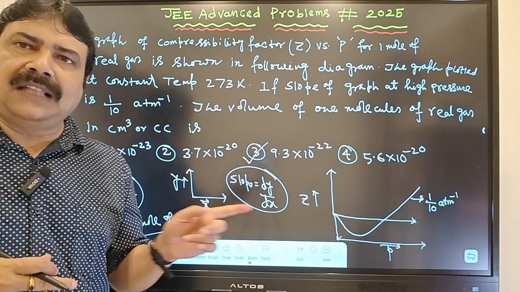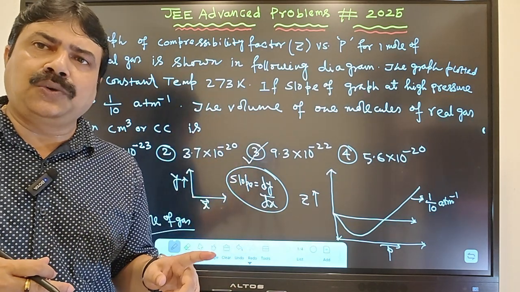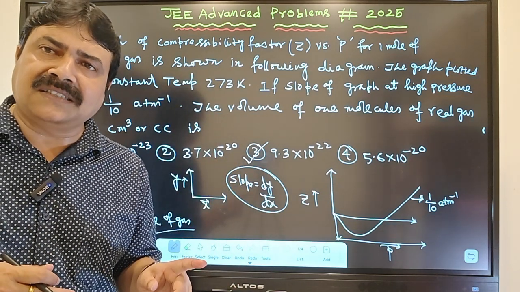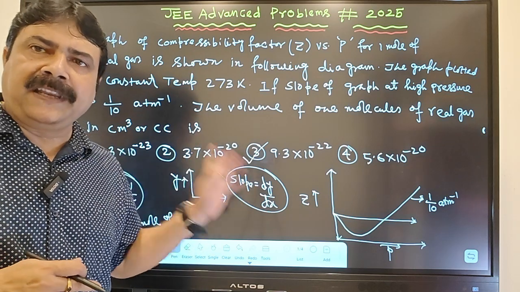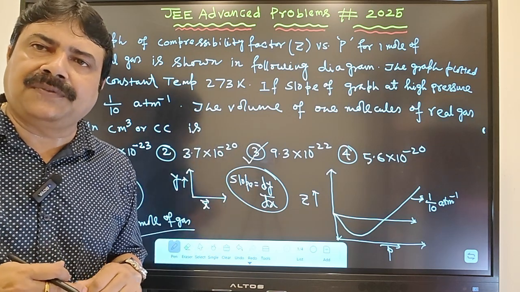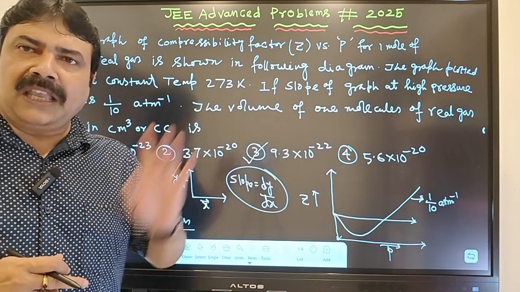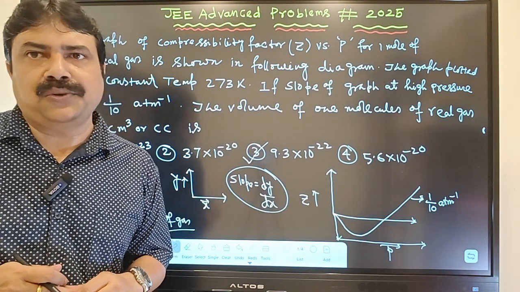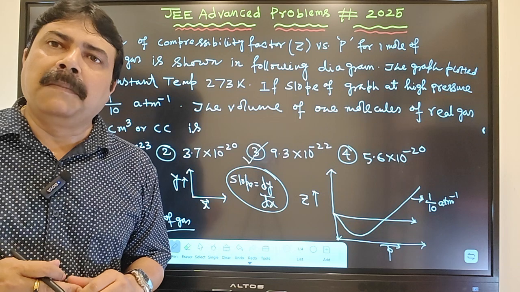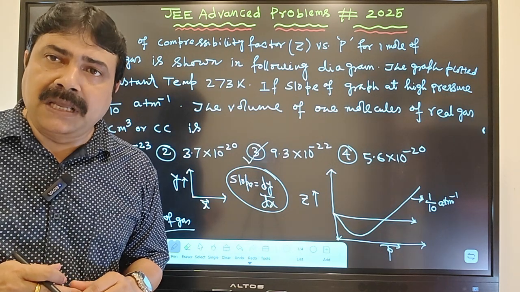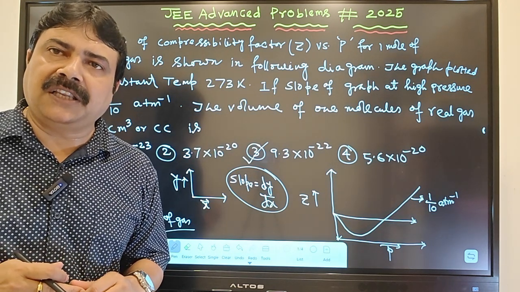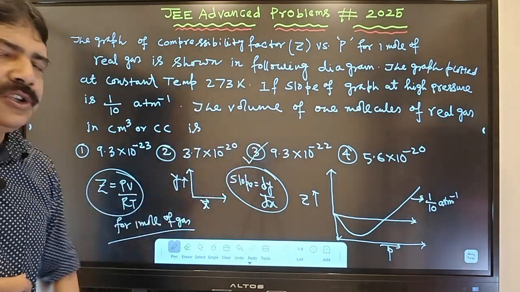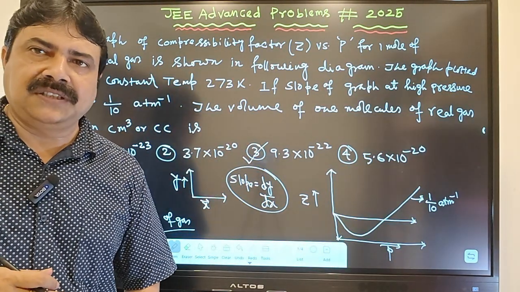And then that liter I need to convert into ml or centimeter cube, because they are asking the final answer in terms of cc or centimeter cube. That's why I multiplied by 10 power of 3, and if you do the final calculations it comes to 9.3 into 10 power of minus 22 ml, which is nothing but centimeter cube or cc. So which option is your answer? The third option is your answer.